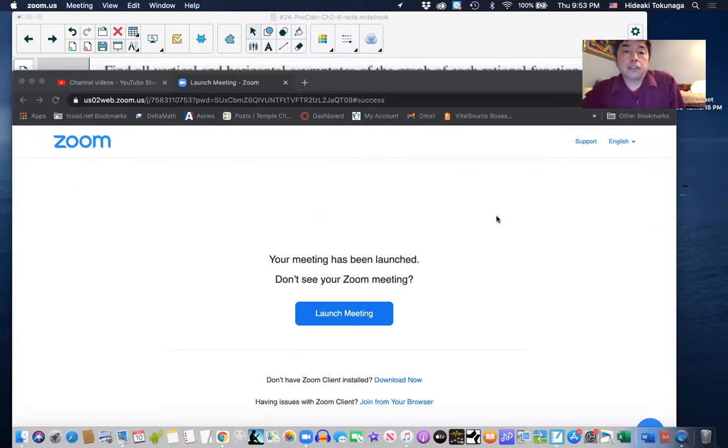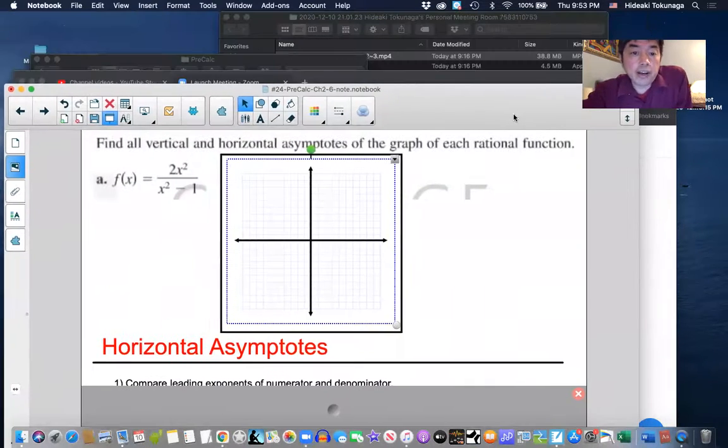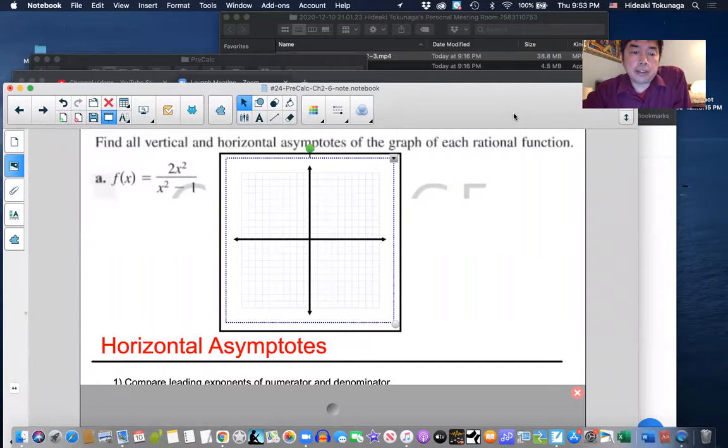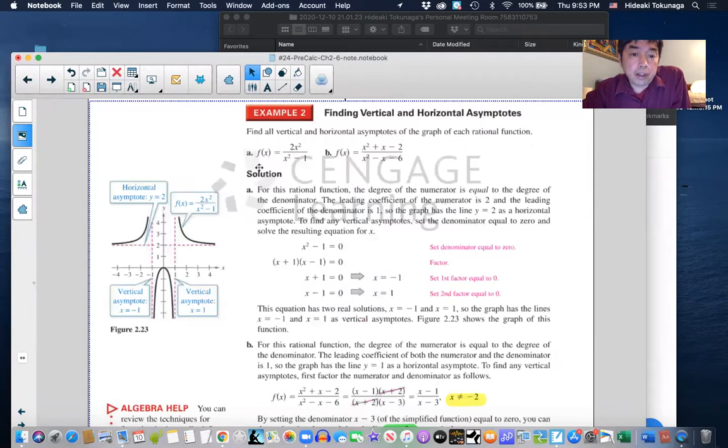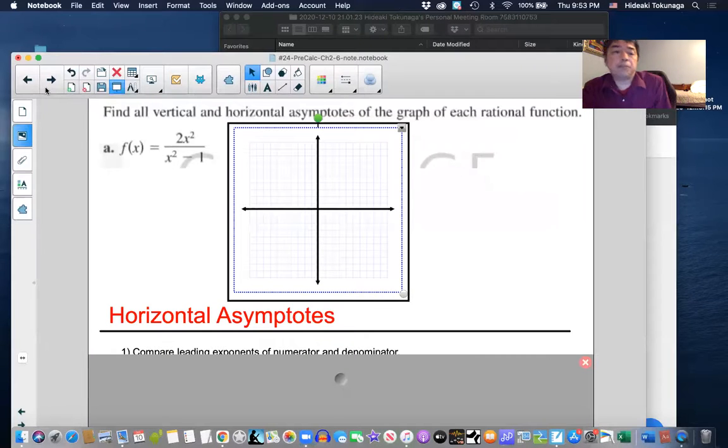Okay, this is assignment 24 PreCalc, chapter 2, section 6, example 2. Find the vertical and horizontal asymptotes. Find all vertical and horizontal asymptotes of the graph of each rational function. So these are functions, okay? The rule is a function. So this is kind of an answer key. They show you how to do it, but I want to go through it with you step by step.